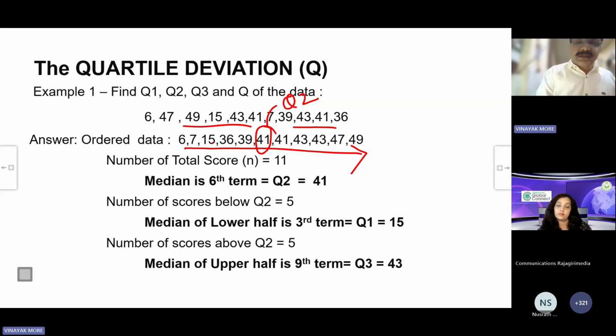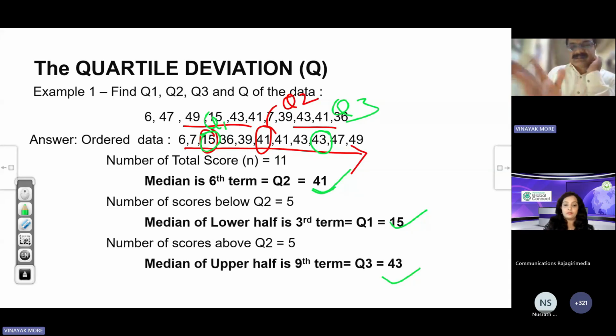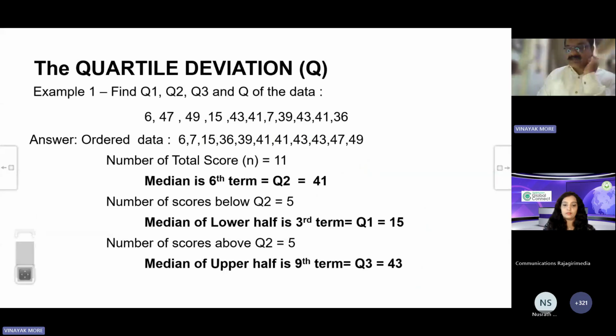If you consider this left data as one data set, then the third term will become Q1, and similarly the ninth will become Q3. So Q1 is 15, Q2 is 41, and Q3 is 43. Simply, it is the middle point which divides the scores.